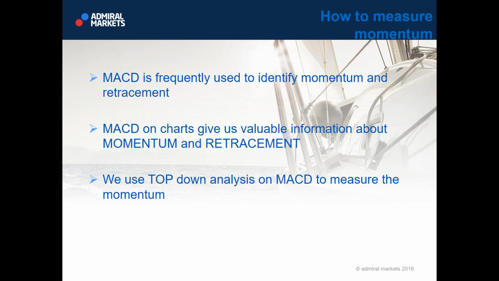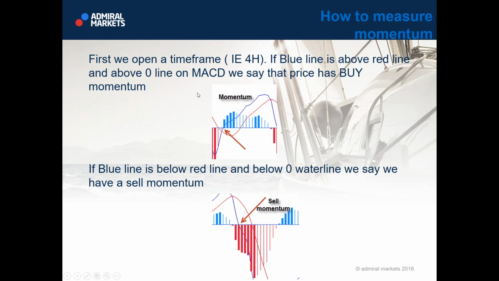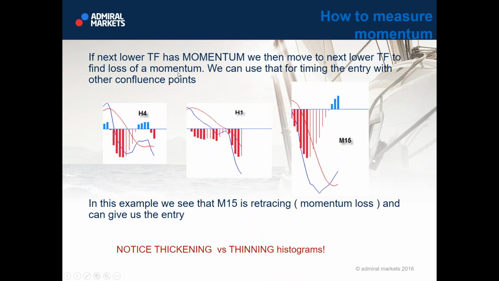Actually, we use top-down analysis on MACD to measure momentum. So first we open a time frame, for example 4 hour. If blue line is above red line and above zero line, we say that the price has a buy momentum. If blue line is below red line and below zero borderline, we have a sell momentum. If next lower time frame has momentum, we move to next lower time frame to find a loss of momentum. 4 hour, 1 hour, 15 minutes, 5 minutes, okay, even in 1 minute.